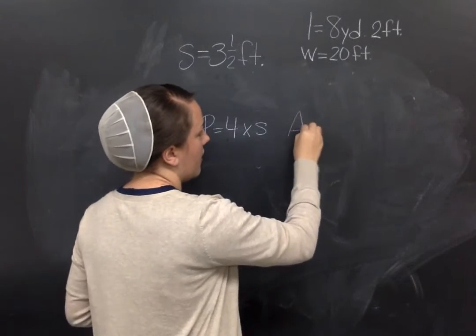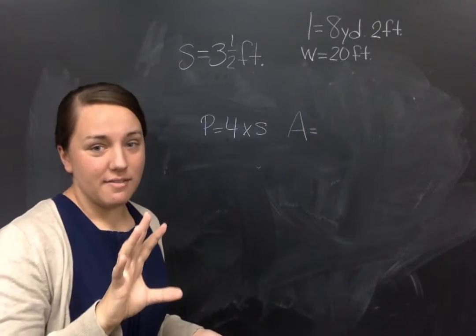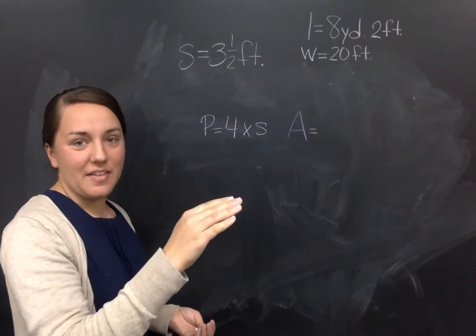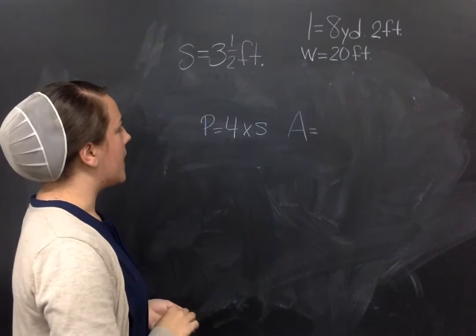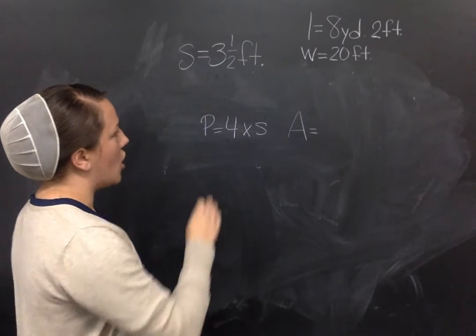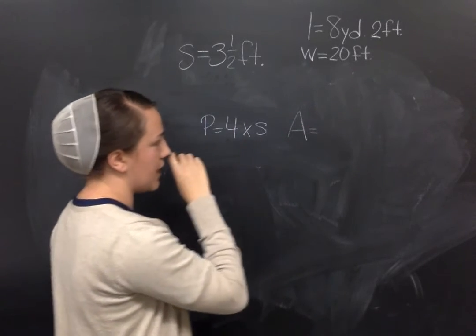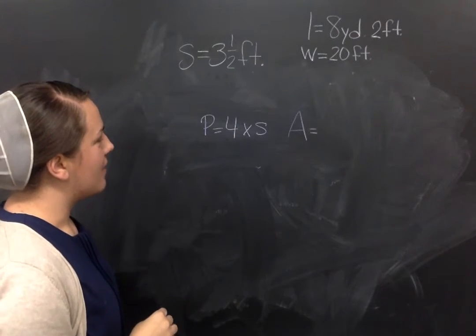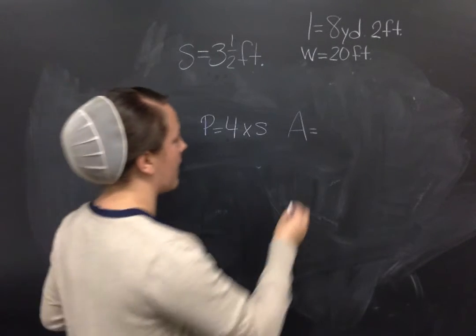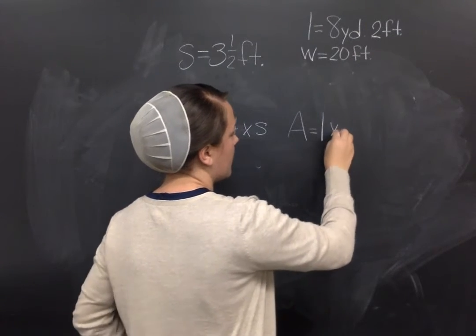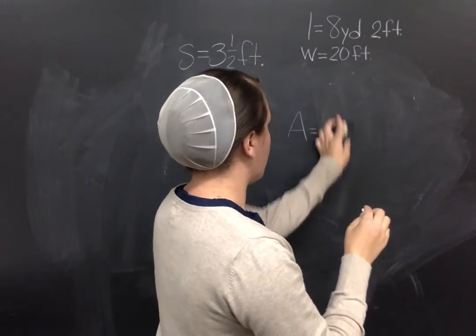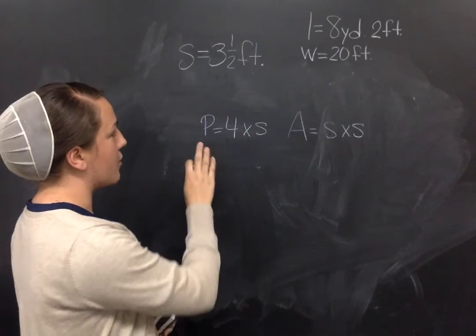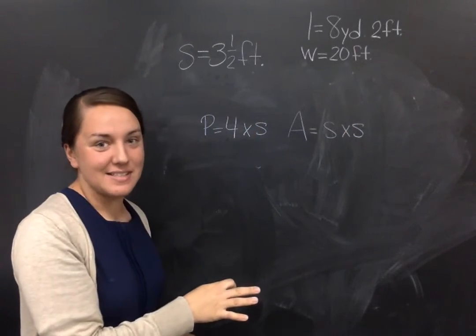Now the area, remember area is square feet, so we have to take one side and multiply it by the other side. And so it would be 3.5 times 3.5. I believe I did that wrong the other time there. I think I went 4 times S for our area, is that right? Okay, so for area we want to go S times S, and for perimeter we want to go 4 times S.